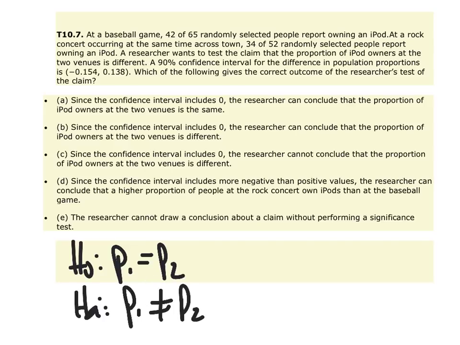Well, in this case, our best answer is going to be letter C. The reasoning is this. It says, since the confidence interval includes the number 0, so in here, the difference of being 0 is in there, the researcher cannot conclude the proportion of iPod owners of the two venues is different. And that's how you would use this confidence interval if you wanted to infer how you would address a hypothesis test. Again, because our population assumption of what we think is happening did show up in our interval, we can't say it's different.